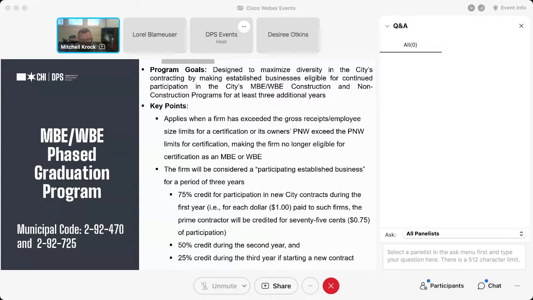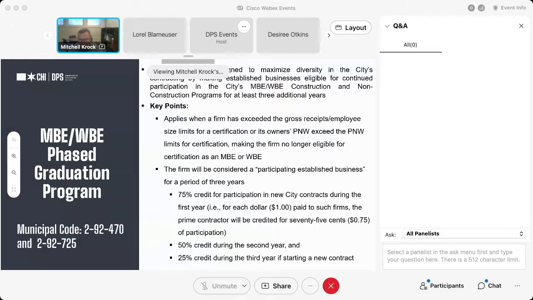Finally, for programs, the phased graduation program is designed to maximize diversity in the city's contracting by making established businesses, I'll go over that in a second, eligible for continued participation in the city's minority and women-owned business enterprise construction and non-construction programs for at least 3 years.